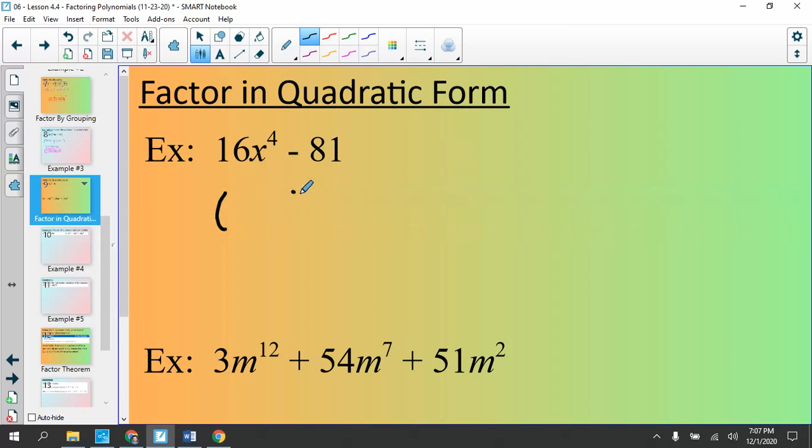What was that difference of squares pattern? Well, it's the square root of this one, so 4x. Now here's the only difference. What's the square root of x to the fourth? That's x squared times x squared. So I need a 4x squared, and what's the square root of 81? 9. 4x squared and a 9, and just like before, I need to remember that, hey, I need a plus and I need a minus.